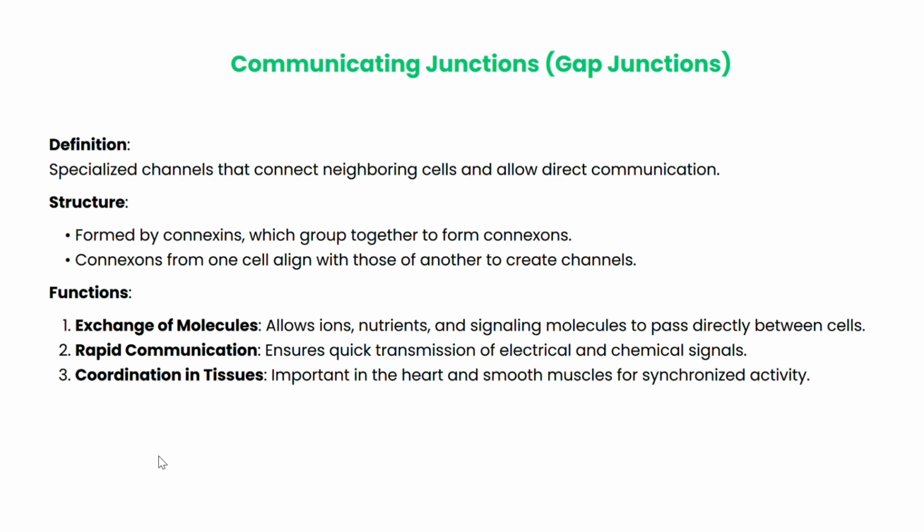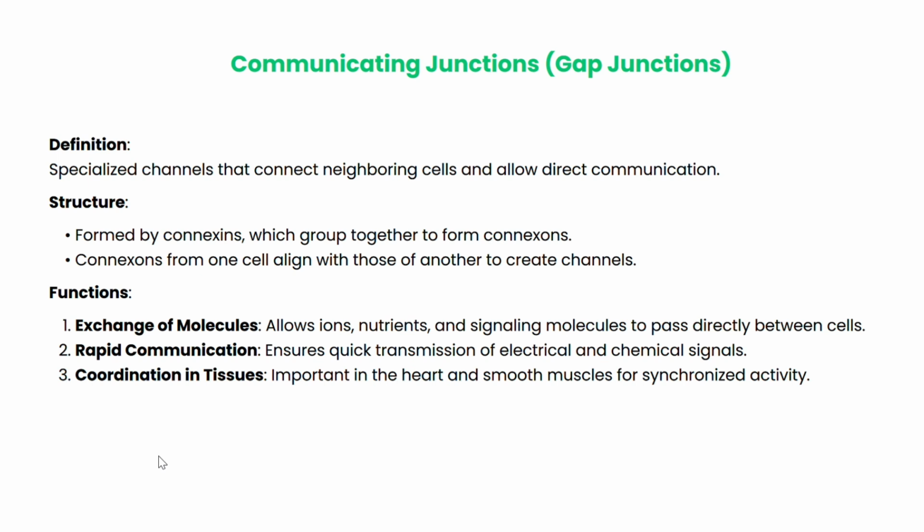Structurally, gap junctions are made up of proteins called connexins. These proteins come together to form a unit called a connexon. When connexons from two adjacent cells align, they form a channel that allows substances to pass directly from one cell to another. Gap junctions are crucial for several functions.